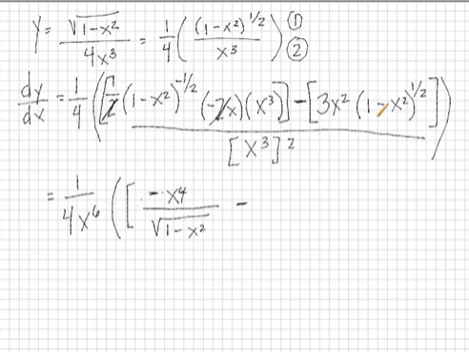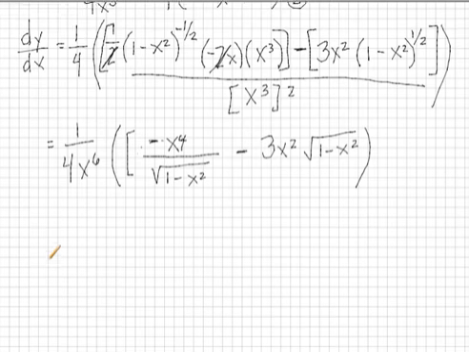Let's go ahead and take a look at our second term and see if we can simplify anything. I don't really see anything, but we can certainly rewrite this as a root if we would like. So this just becomes 3x squared times the square root of 1 minus x squared. And then our denominator is already out here in front.